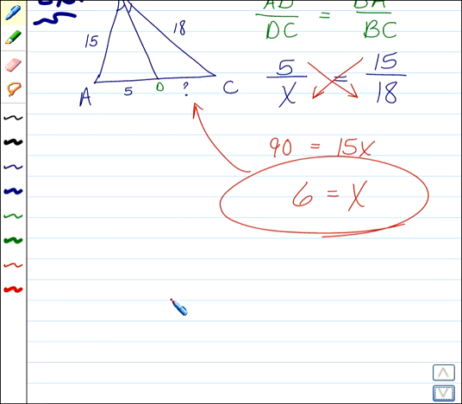Now I hope that taking a look at this example will give you some help working through your problems. Just remember, when you have an angle bisector in a triangle, it's going to separate the opposite side into segments that have the same ratio as the other two sides.